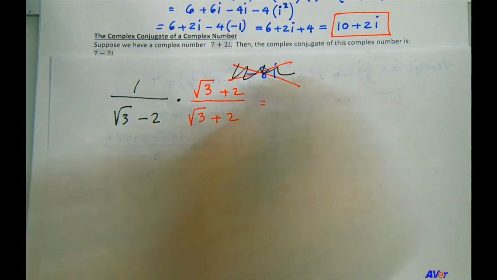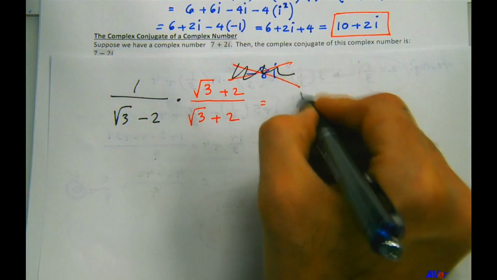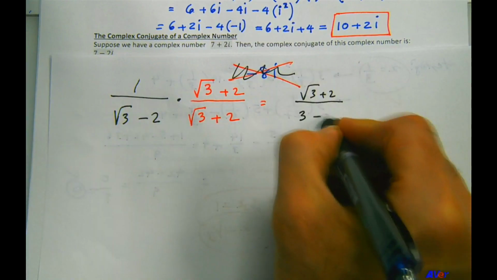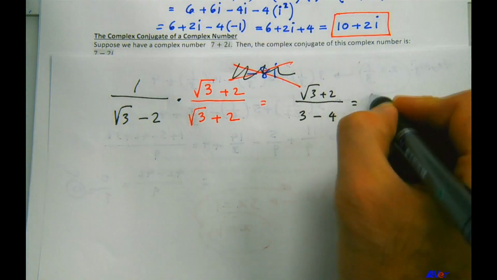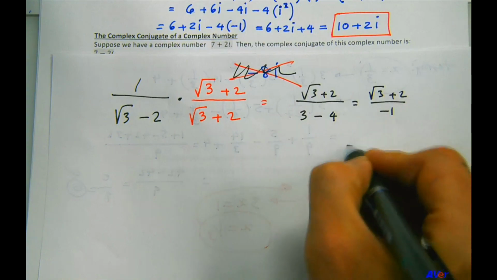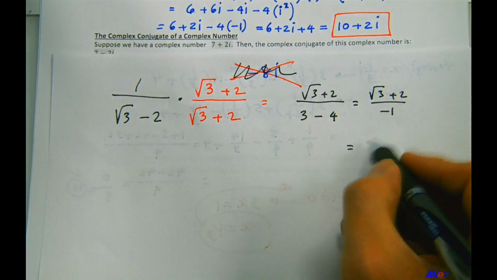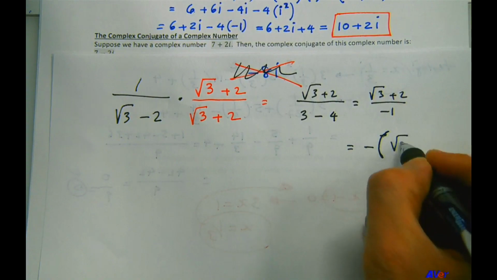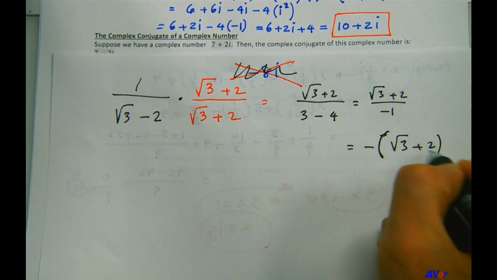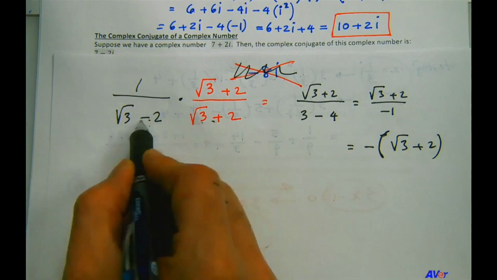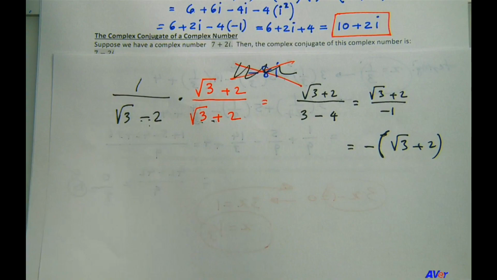So what we ended up with, we would get square root of 3 plus 2 over 3 minus 4, and then we'd get square root of 3 plus 2 over minus 1, or minus, in parentheses, square root of 3 plus 2. Remember how we used to rationalize the denominator when we had the radical expressions?